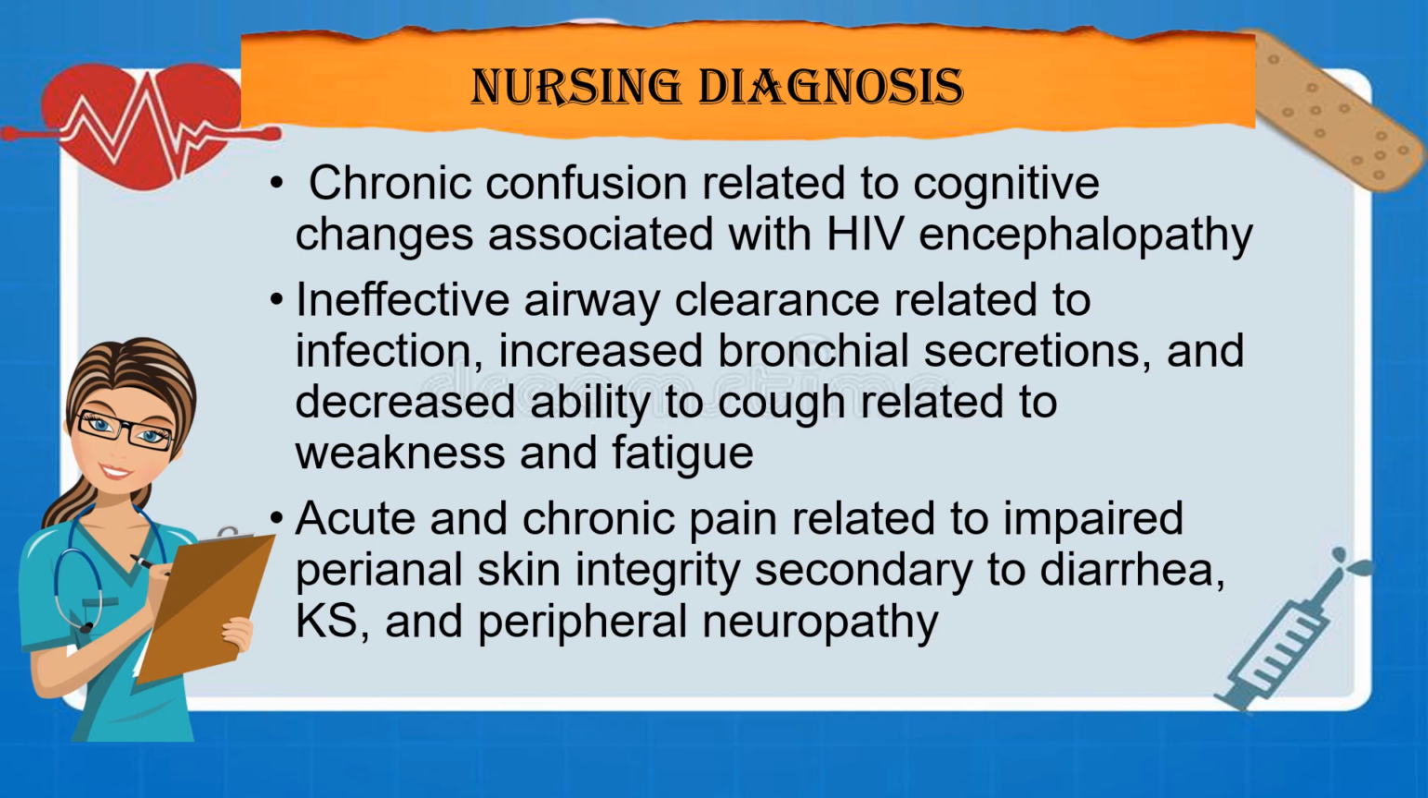Other nursing diagnoses are the following: chronic confusion related to cognitive changes associated with HIV encephalopathy; ineffective airway clearance related to infection, increased bronchial secretions, and decreased ability to cough related to weakness and fatigue; and acute and chronic pain related to impaired perianal skin integrity secondary to diarrhea, Kaposi sarcoma, and peripheral neuropathy.